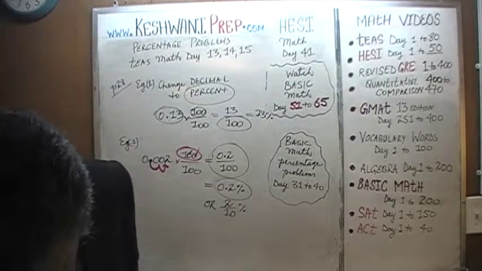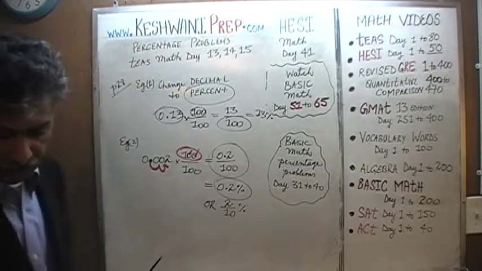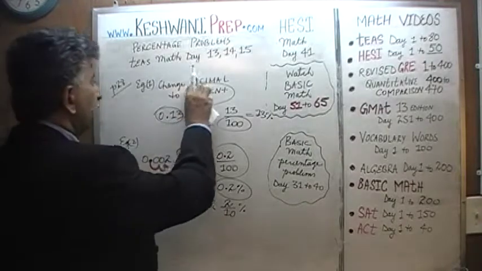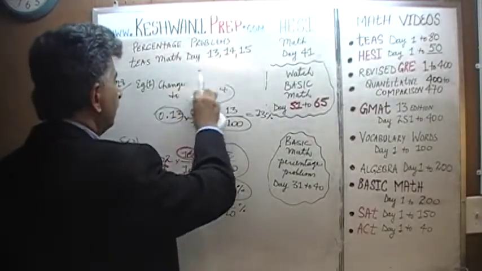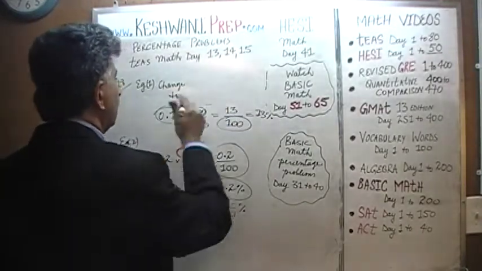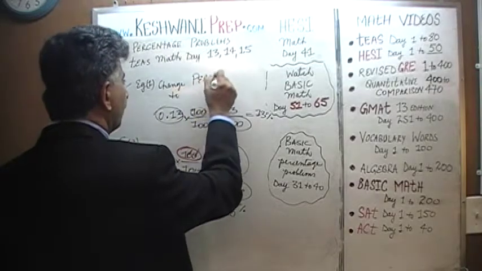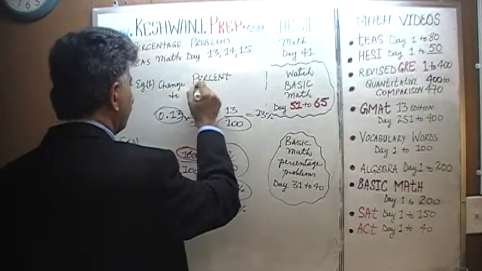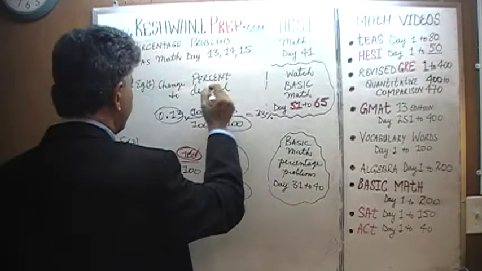Let's go to the next one, number 3. In number 3, we're being asked to do just the opposite. We are being asked to convert a percent into a decimal. Let's see what we can do.